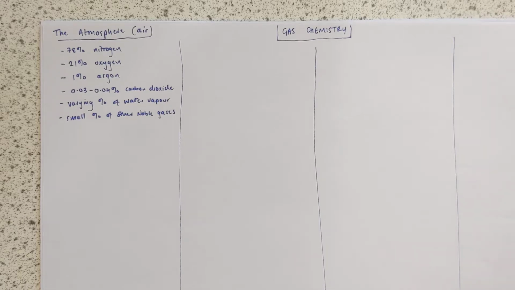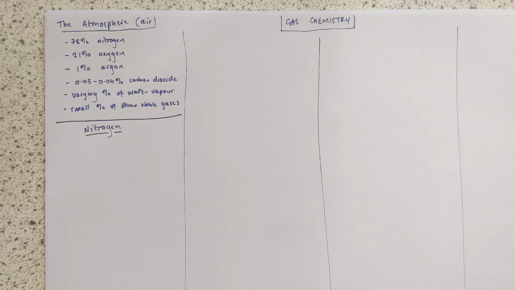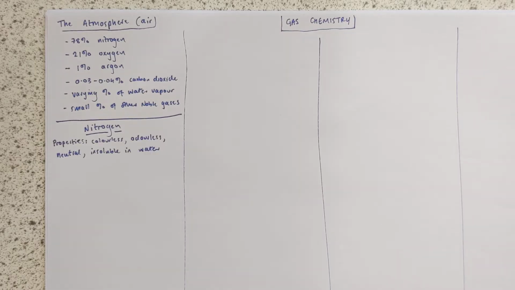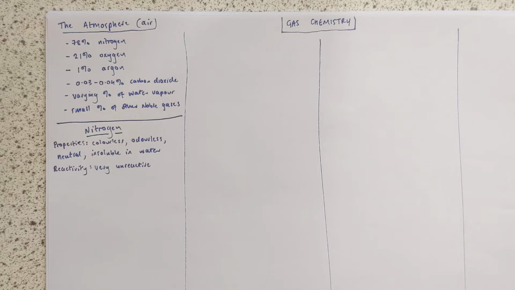So now we take a number of gases that are important in the atmosphere around us and look at them in turn and look at their key characteristics. The first gas we look at is nitrogen. The first thing we need to know for nitrogen are its physical properties. Nitrogen is colourless, odourless, which means it doesn't have a smell, neutral, which means it's not acidic or alkaline, and also insoluble in water.